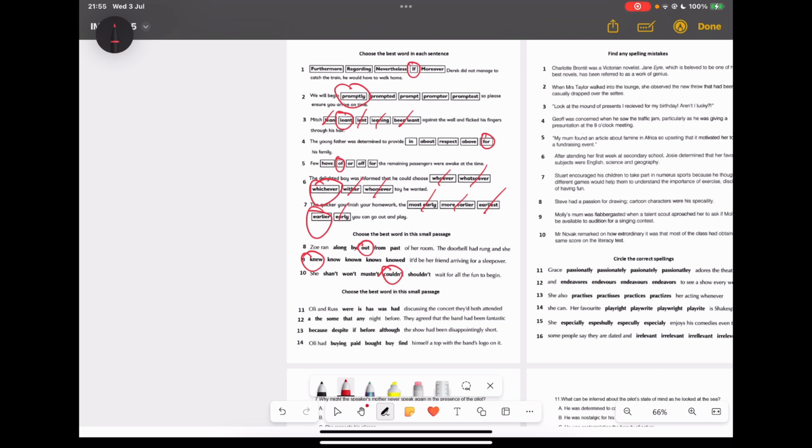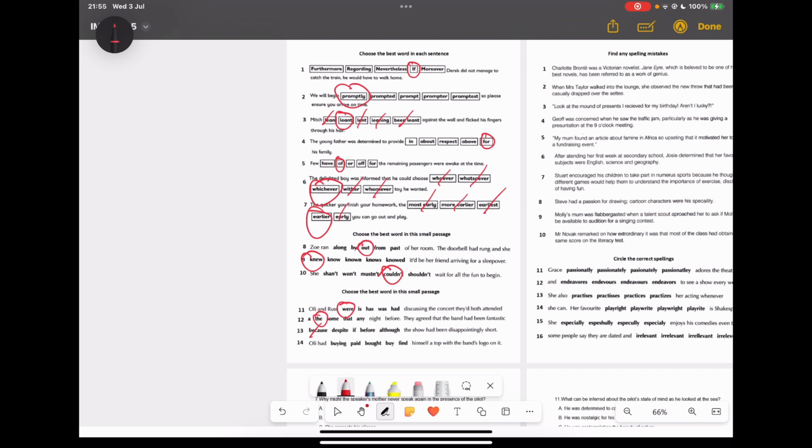Ollie and Russ were discussing the concert they'd both attended the night before. They agreed that the band had been fantastic, something the show had been disappointingly short. So this will be like a contrasting word.